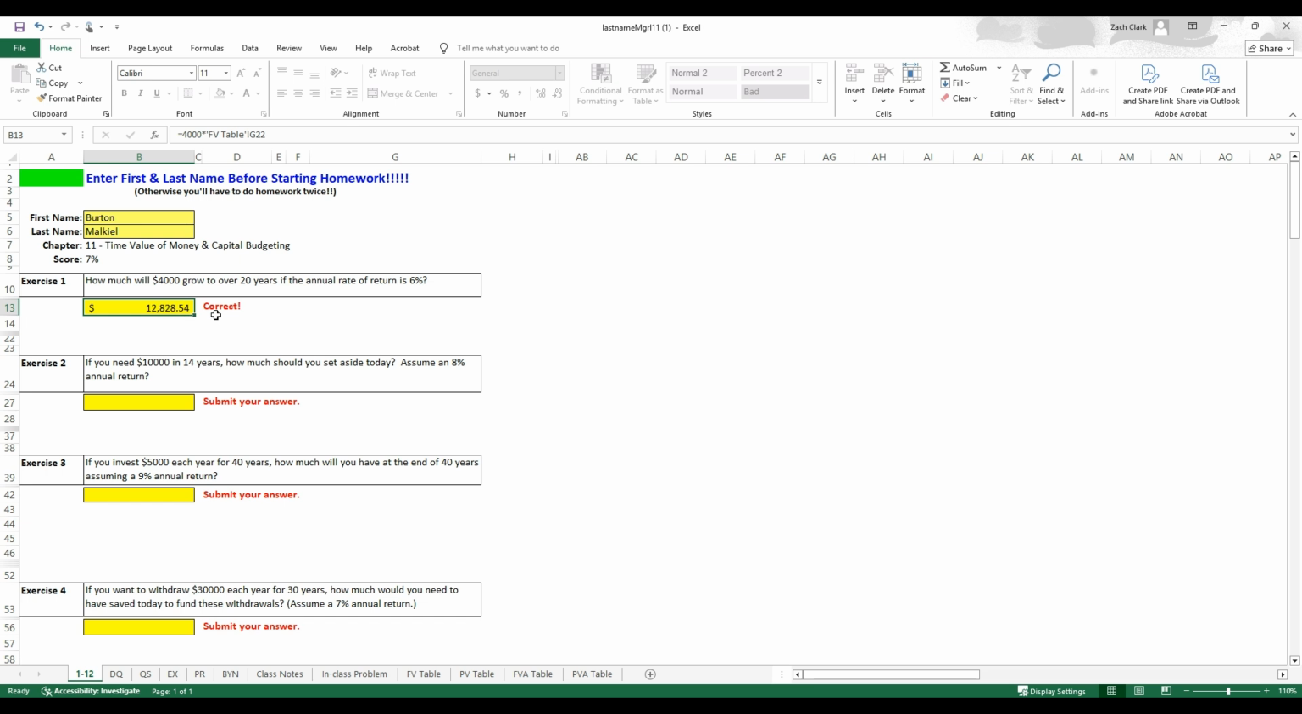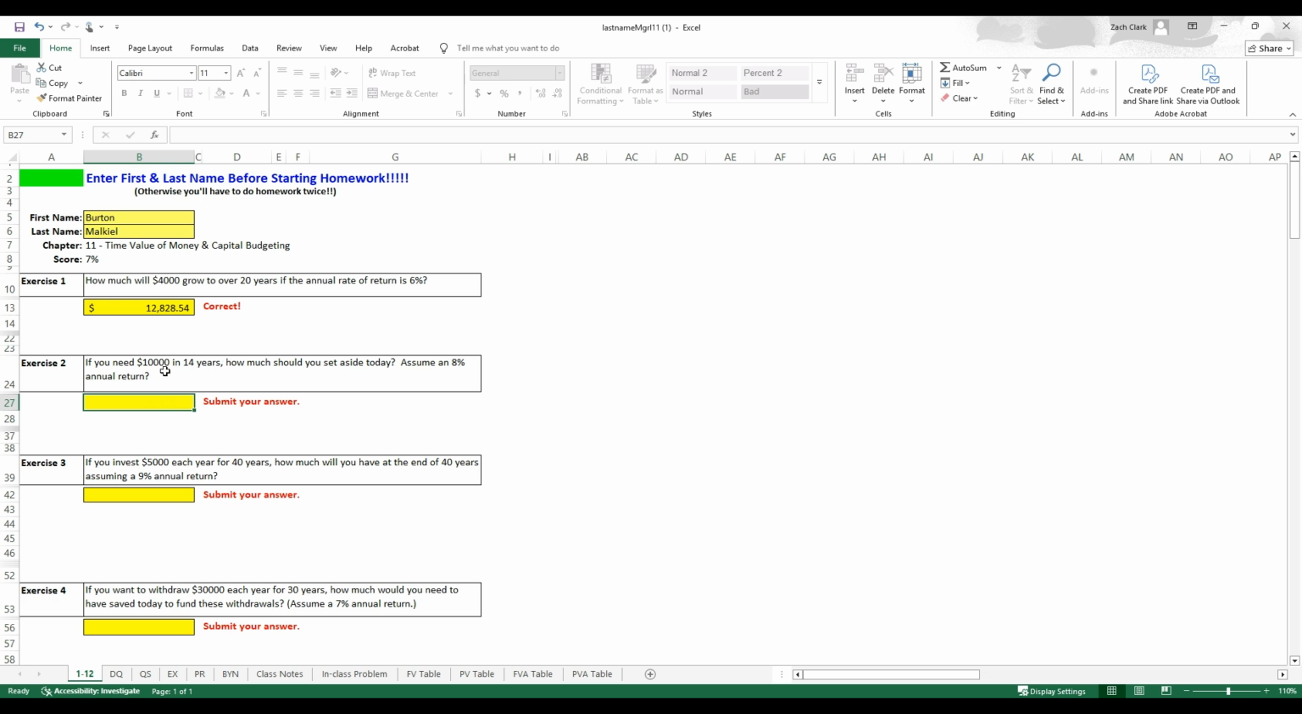So that will grow to $12,828.54, and that's due to the compounding growth effect, essentially, right? So if we have the 6% return coming back, that adds into the balance, and then the continual 6% on top of that balance again increases it further.